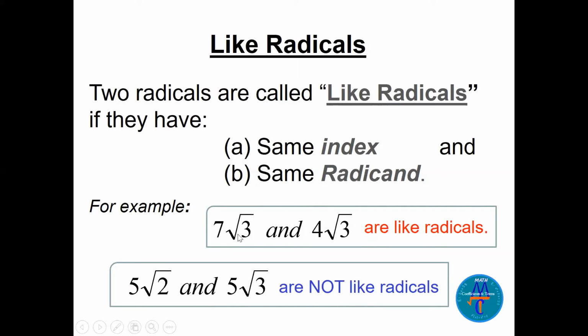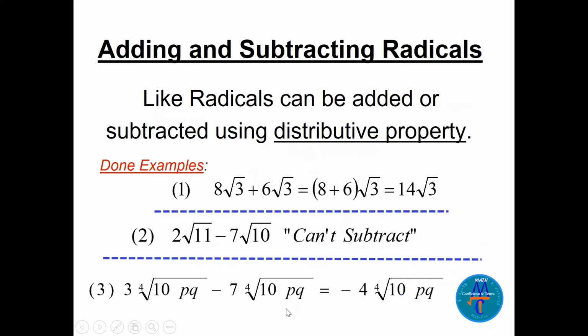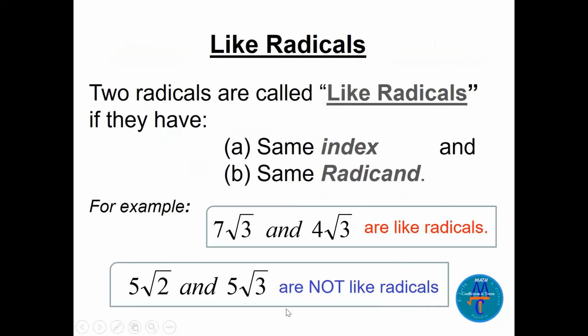So 7 square root of 3 and 4 square root of 3, these are like radicals. When we say like radicals, that means we can add them, subtract them, and always multiply them and divide them. Let's see, like here, 5 square root of 2, 5 square root of 3. Are these radicals like? No, not like.